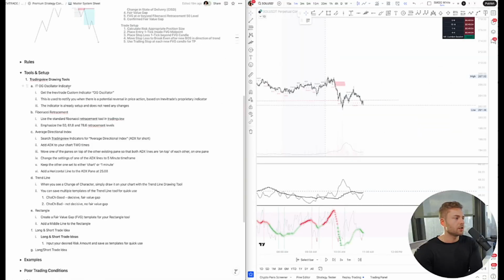Once we add the OG oscillator and the ADX to our chart, we're going to have these two metrics right down below here. We're going to get more into how those work, why they work, etc. But this is the ADX and this is our OG oscillator.